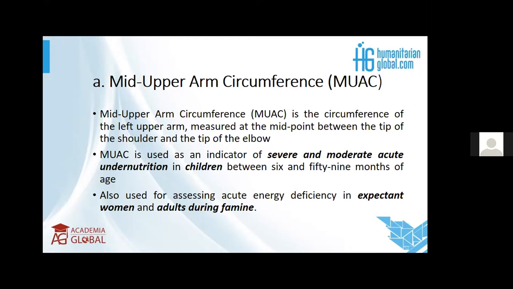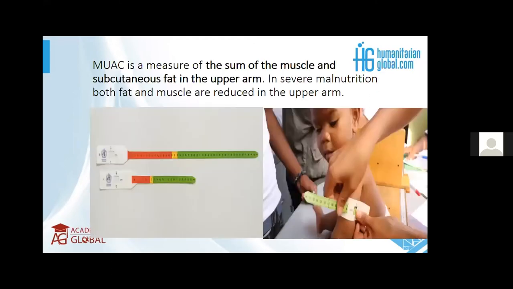You can see the pictures there. We are mentioning that the MUAC uses a measuring tape called the MUAC tape, or the middle upper arm circumference tape. We can see we have two tapes there, a longer one and a short one, and they are color-coded. We'll explain about the color.